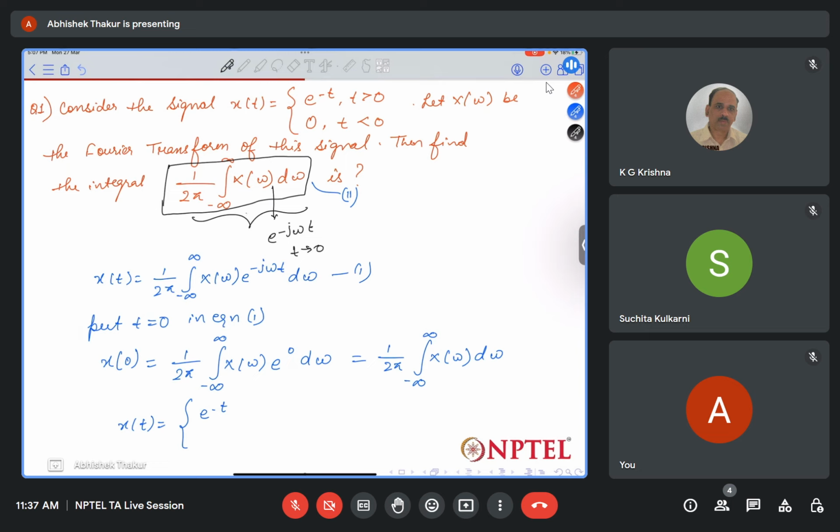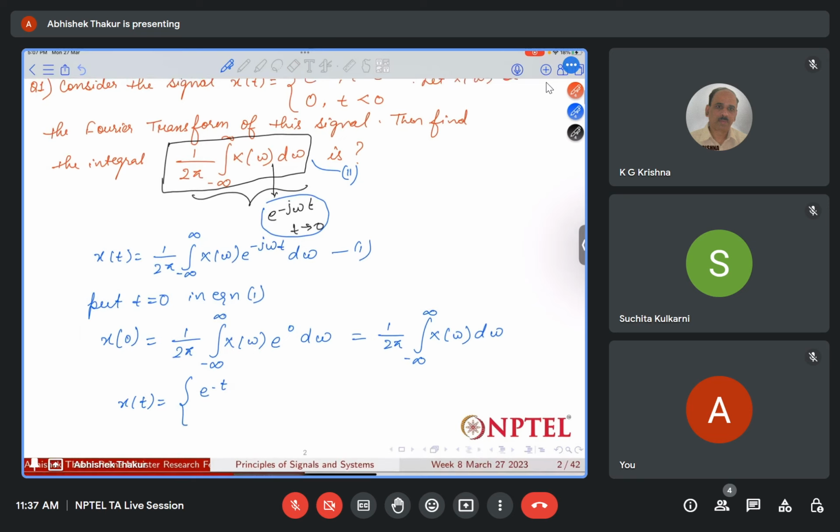This integration is similar to the inverse Fourier transform formula. The only thing missing is e to the power of minus j omega t. So we have written the same thing, and we have put t equal to 0. Then equation 1 becomes equation 2, and here we get x(0), which is equal to 1 by 2 pi integration of X(omega) d omega, what is asked in this question. So we basically have to find x(0).